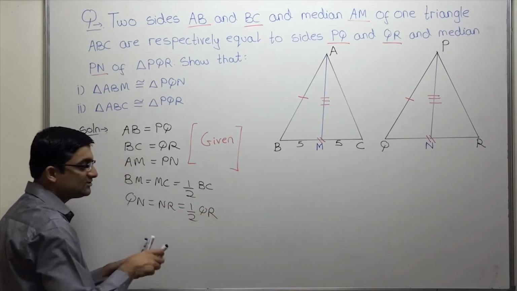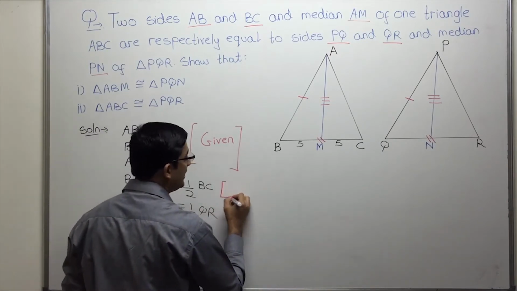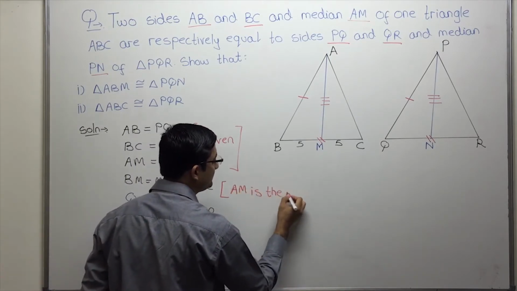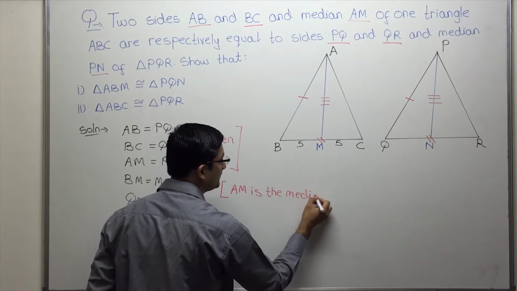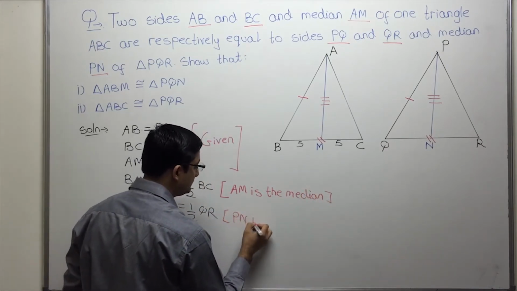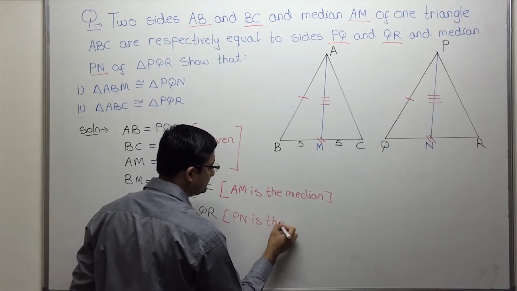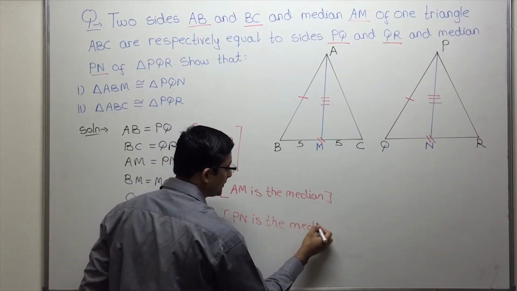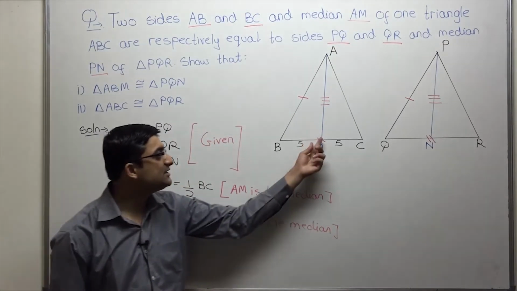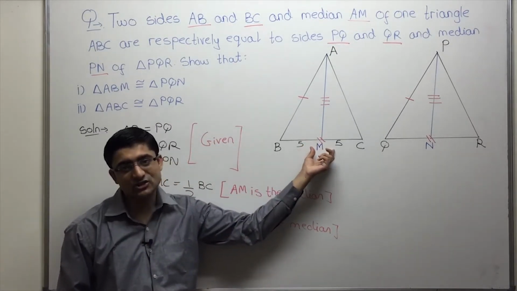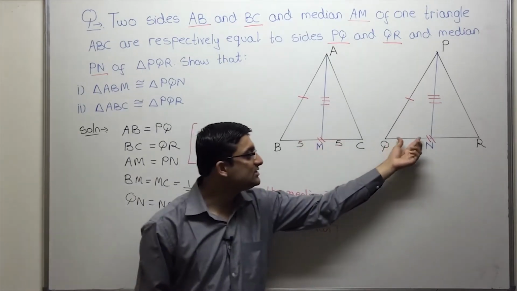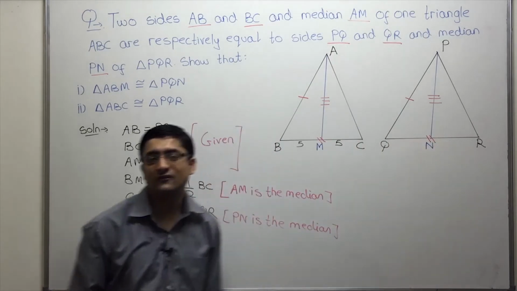So you can also write the reasons in bracket. Here we can write AM is the median. Similarly here, PN is the median. So these interpretations are very, very important. Whenever you're given a median, that means it is dividing the side on which it is falling in two equal parts. So this is equal to this, which is half of the total length. Similarly, this is equal to this, which is half of the total length.